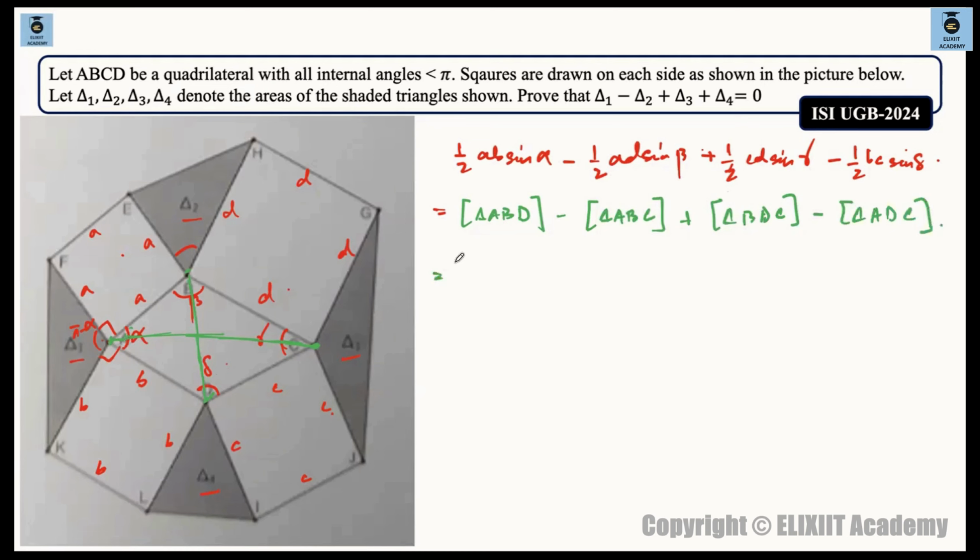So next what we do, focus on these two terms, area of triangle ABD and area of triangle BDC. This gives you the total area of the quadrilateral ABCD. This area plus this area will give you the area of the total quadrilateral, which is ABCD.